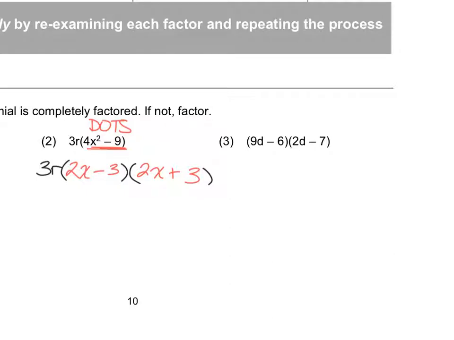All right, so in number 3, it looks like maybe somebody was doing some factoring. They got this far, but they didn't finish the job. They need to do one more thing. What's that thing? Well, they need to factor the first parentheses using what technique? Greatest common factor, yeah. And what would that greatest common factor be? 3. If I pull out a 3 from this, what do I have? 3d minus 2.